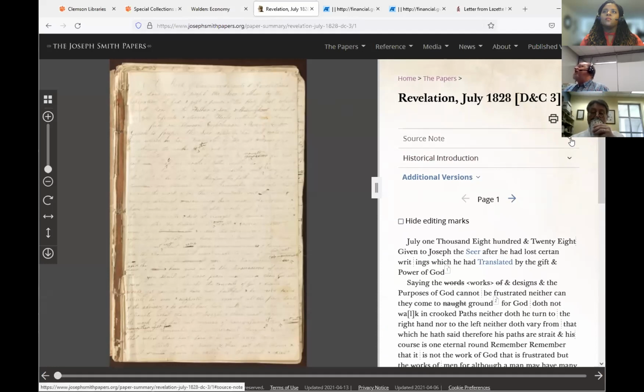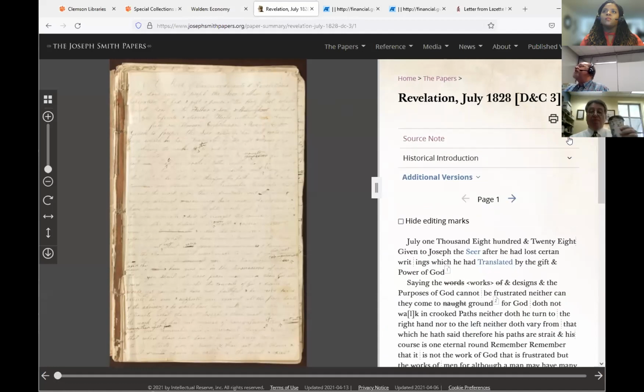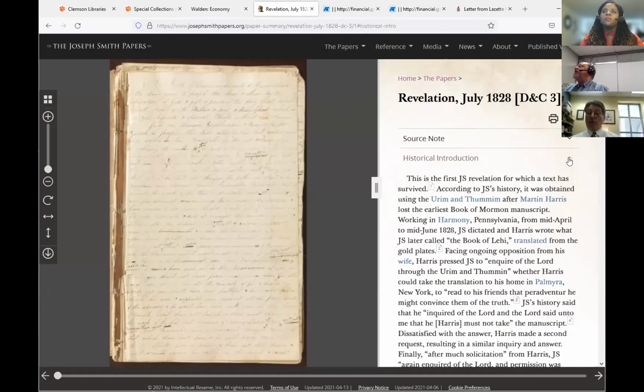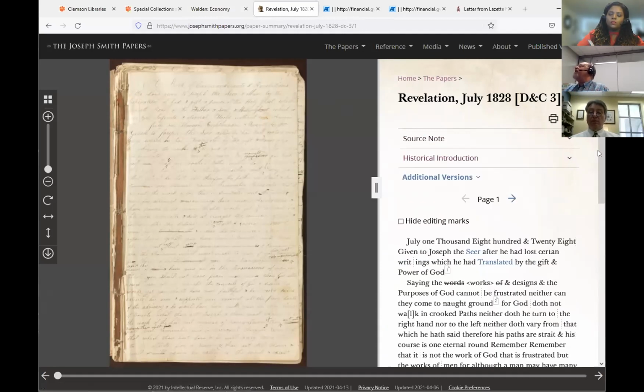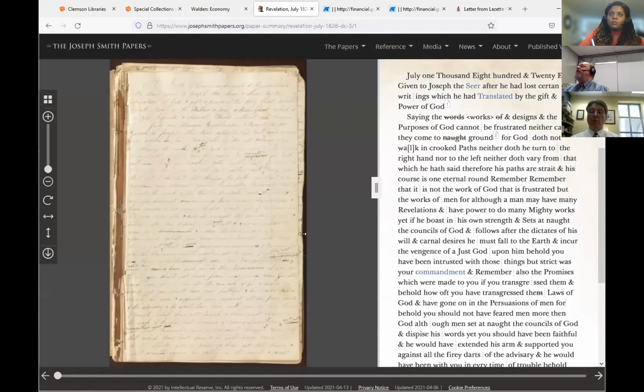That has a source note where it came from. It will give you a historical introduction. As you can see, you've got links within that so that you can go and get explanations. And then, of course, you have the transcription, and you've got navigation tools over here.